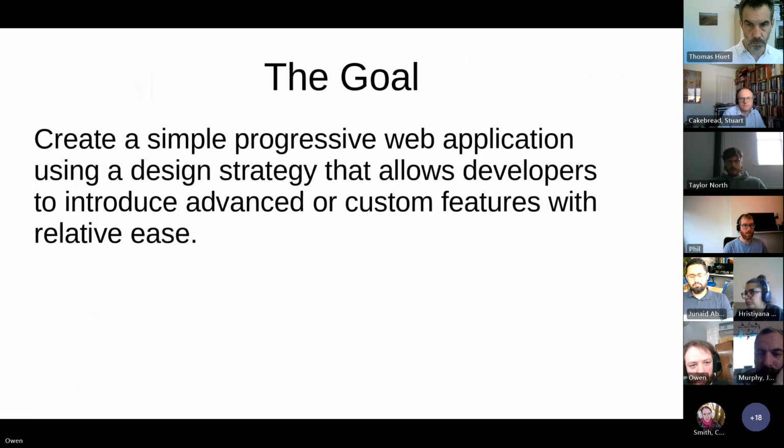So our goal was to create a simple progressive web application using a design strategy that allows developers to introduce advanced or custom features with relative ease. So basically make something very, very basic, but write it in a way that if you do need to customize it or add something to it, it should be relatively plug and play for things that your developers do. So that's the goal. That's what we're hoping to get from the end of this.